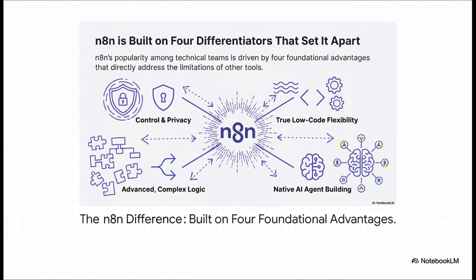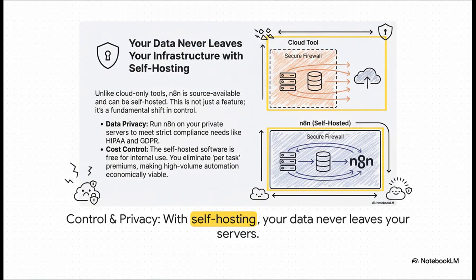Okay, so you get the basics, but what really makes n8n different? Why is it so popular, especially with more technical teams? Well, it all comes down to 4 foundational advantages that directly solve those big limitations we talked about earlier. Advantage number 1 is absolutely huge: control and privacy. Look at this comparison. With the standard cloud tools, your data gets sent to their servers. You're trusting them with it. But because n8n is source available, you can self-host it. That means your sensitive data never leaves your own secure infrastructure. For anyone who cares about privacy or compliance, this is a total game changer.